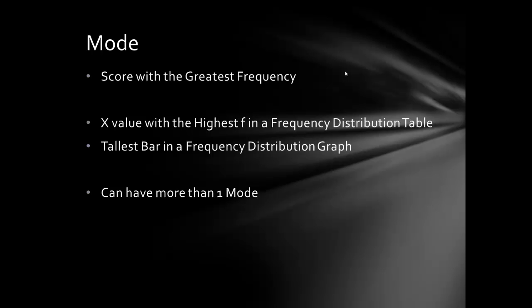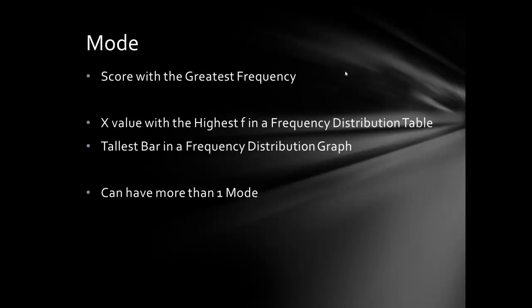So there's two easy ways to find it. You can place your data in a frequency distribution table, and then just look down the F column and find the highest number or numbers in the F column, and whatever X value those correspond to are your modes. Or you can put your data into a frequency distribution graph and then just look for the tallest bars representing the most frequent scores.